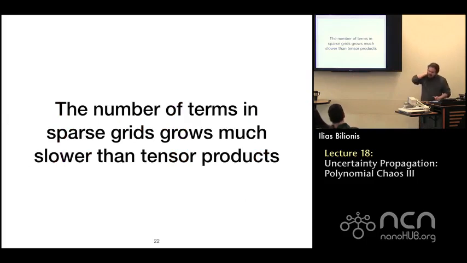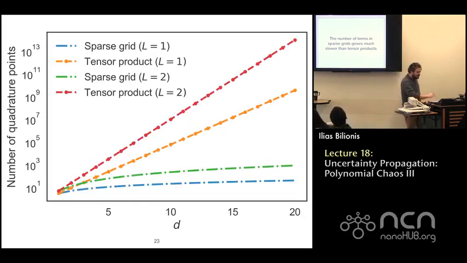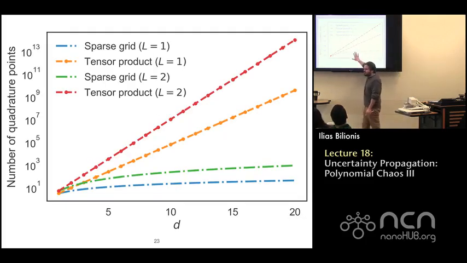Anyway, the reason why sparse grids are more useful than tensor products is because the number of nodes in them grows slower as the dimensionality increases, and this is how it grows. So you see that the tensor product explodes, whereas the sparse grid grows slower.